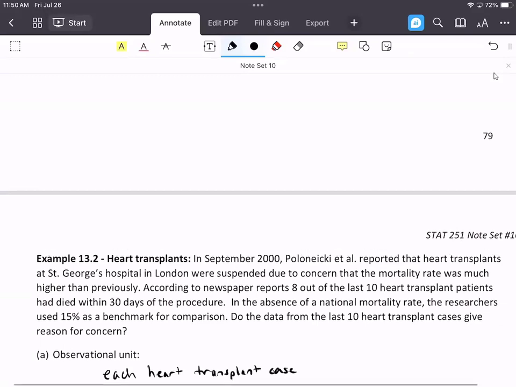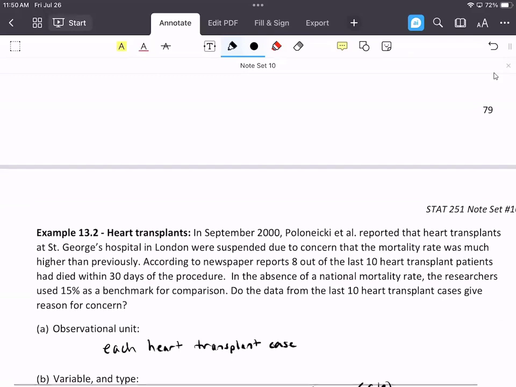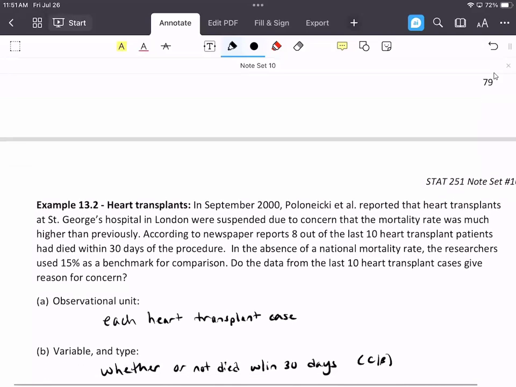The next question is, what's the variable and type? Well, what's varying from patient to patient? Whether what? Well, literally, whether they live or die, right? Whether or not they died within the 30 days. So being very specific, what's going to vary from heart transplant patient to heart transplant patient? And by the way, you could have said each heart transplant patient instead of case, and both of those are totally fine. Here we are recording whether or not each of the patients died within 30 days of the procedure.